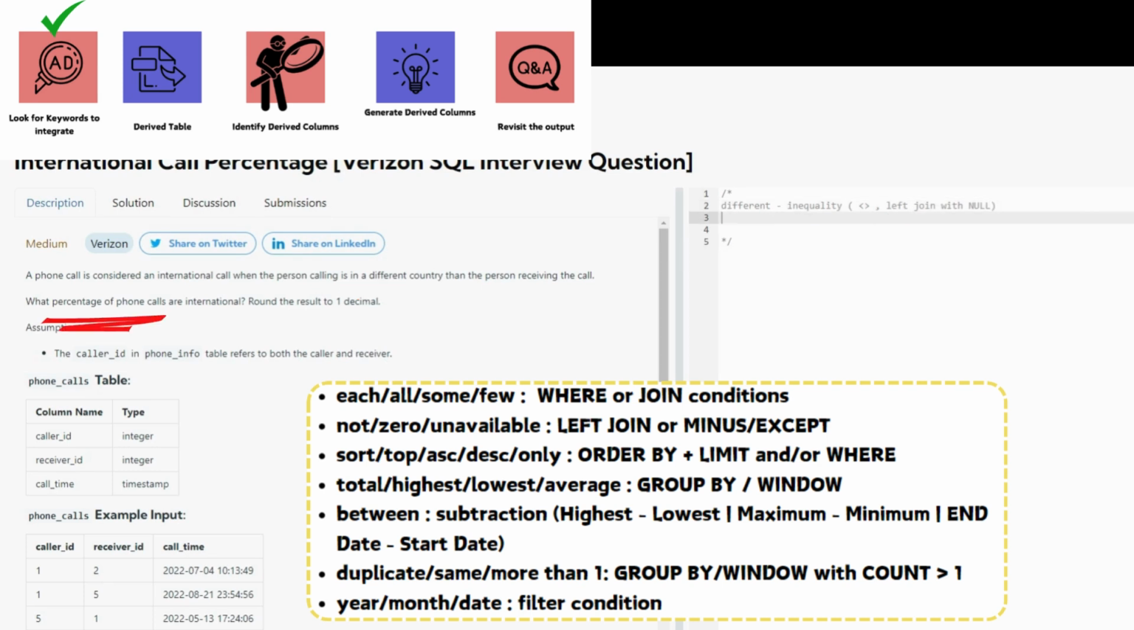What percentage? Now percentage is another keyword and it denotes maths operation. So it basically needs a value which I have to multiply by 100 and then divide by total. So that's a typical maths operation of percentage. What percentage of phone calls are international? Round the result to one decimal, and then round again, another maths operation, and I have to make it decimal x comma 1, right? This is all the information we have.